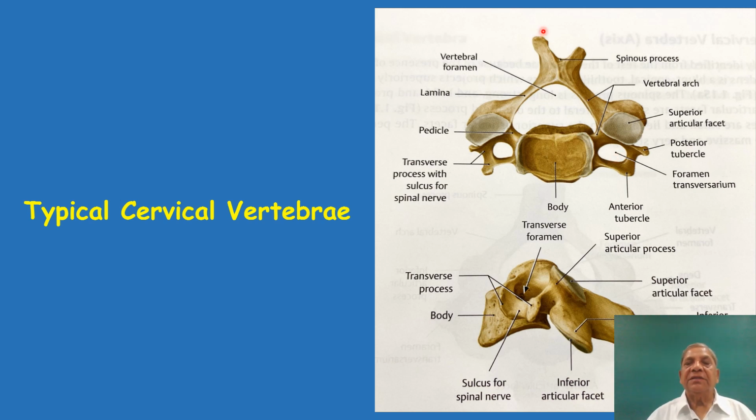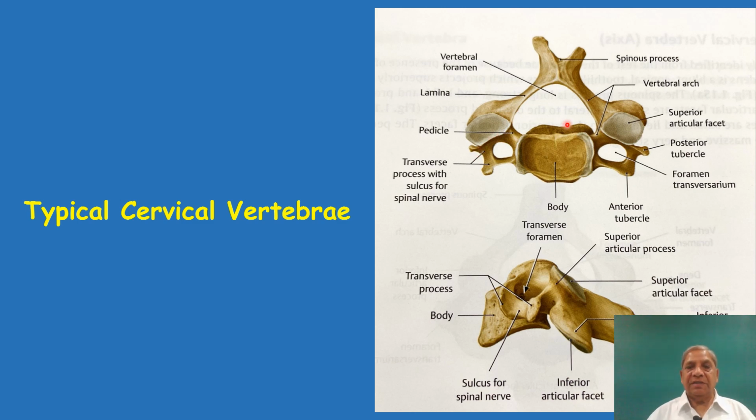Then he may ask what is the peculiarity of the spine, and you can say that in a typical cervical vertebra, the spine is very short and bifid. Okay, so you are seeing the two bifid spinous processes here. So these are the structures.